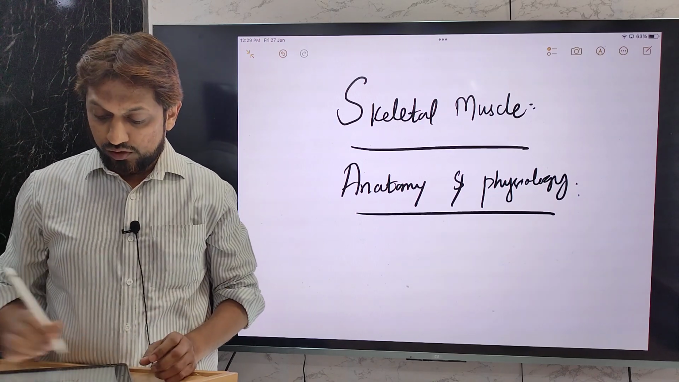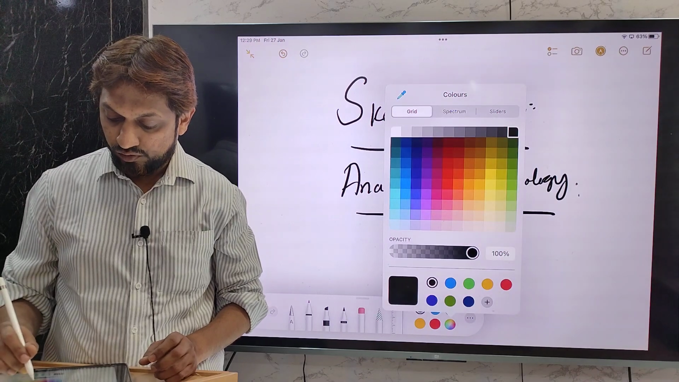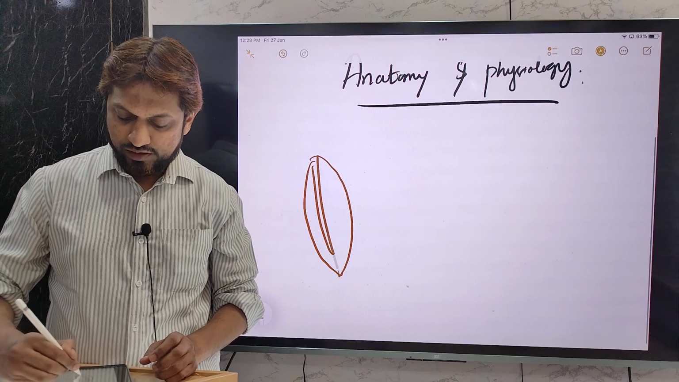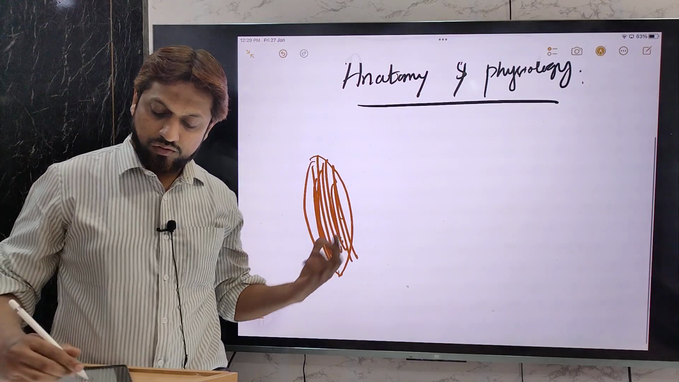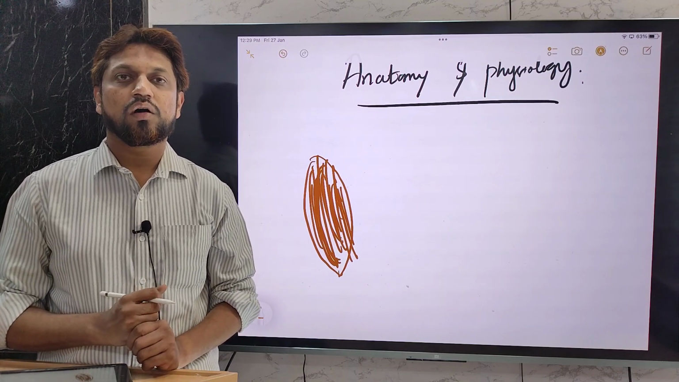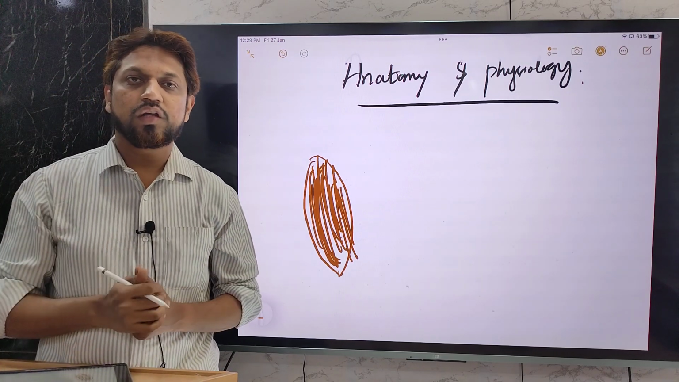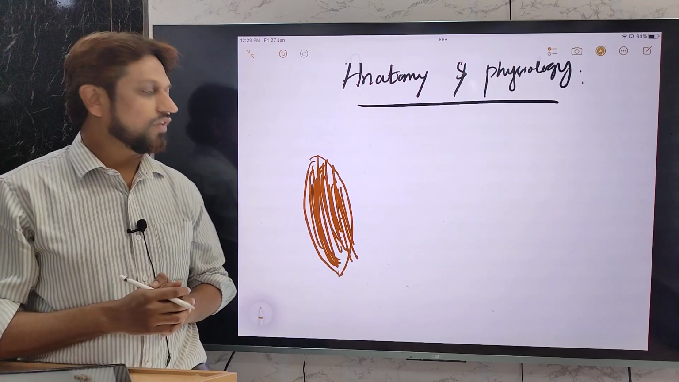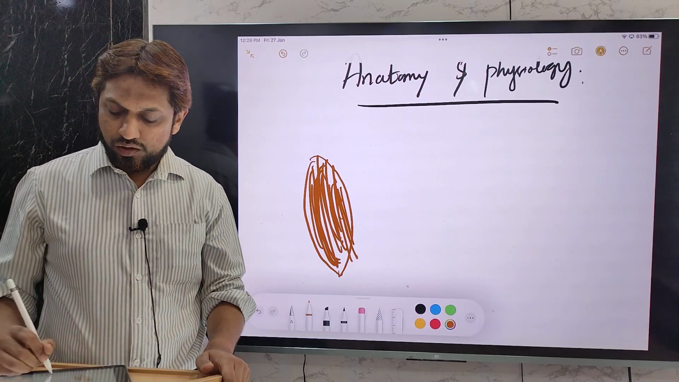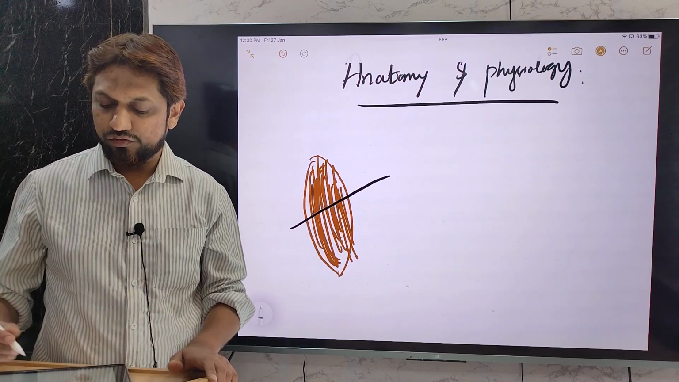Consider this as a skeletal muscle. I am just drawing a rough skeletal muscle. You might have seen skeletal muscles in the dissection during first year MBBS, various skeletal muscles in the upper limb and the lower limb. More than 600 skeletal muscles are present in our human body. So if we take a cut section of this skeletal muscle, how does it look?